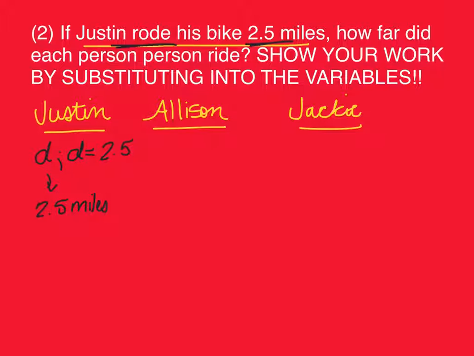Next we have Allison. The expression we used to figure out how far Allison rode her bike was d minus 2. Semicolon to separate the parts. We know that d equals 2.5. I substitute in, I've got 2.5 minus 2. That's 2.5 miles minus 2 miles. So I'm left with just that half a mile, 0.5 miles.